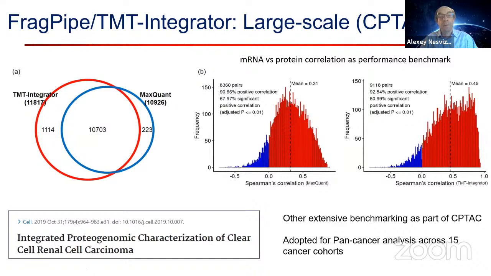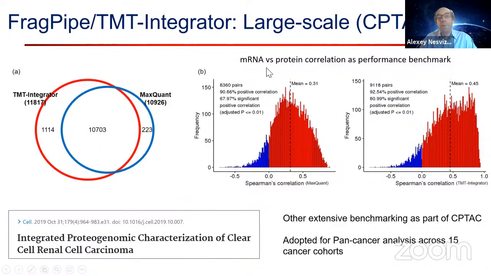So I'm going to finish my presentation by saying that, again, in comparison with, for example, MaxQuant, on a CPTAC cohort like the clear cell kidney cancer, CCRCC manuscript, this is the publication that we had a few years ago now. We identify more proteins, and importantly, by all benchmarking, we have excellent performance of our TMT quantification strategy.